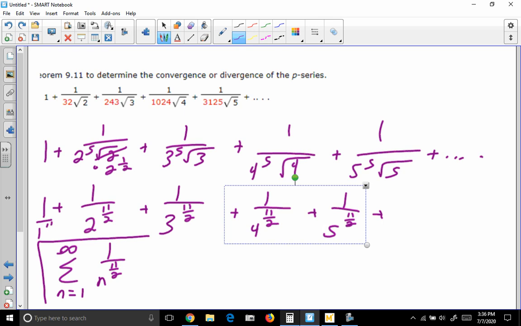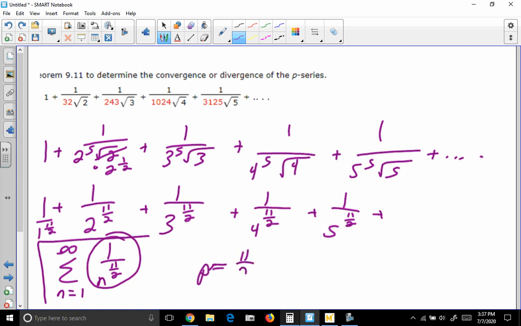We can call this 1 over 1 to the 11/2 because 1 to any power is 1. 1 over 1 is 1. So it's our counter to the 11/2. So p-series, our exponent on bottom is our p. And since that's greater than 1, then our p-series converges. If we were to add these terms on forever and ever and ever, we would converge to a particular number. We don't know what we're converging to, we just know that we converge.